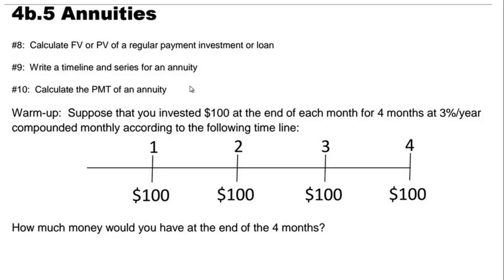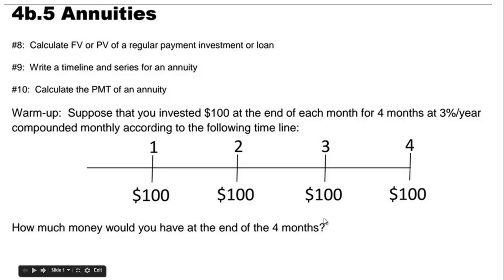So the first question that we're going to look at is, suppose you invested $100 at the end of each month for 4 months at 3% per year compounded monthly, according to the following timeline. So the end of every month, we're putting in $100, and we're doing it at an interest rate of 3% per year compounded monthly. How much would you have saved at the end of 4 months?